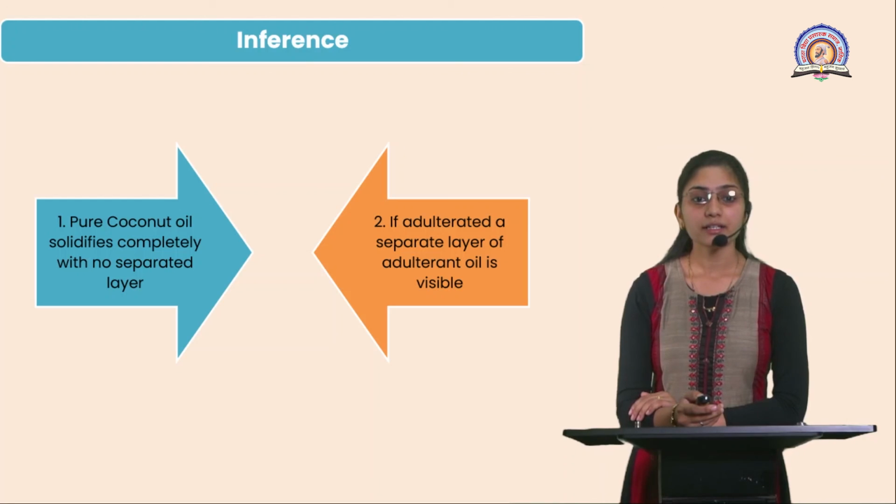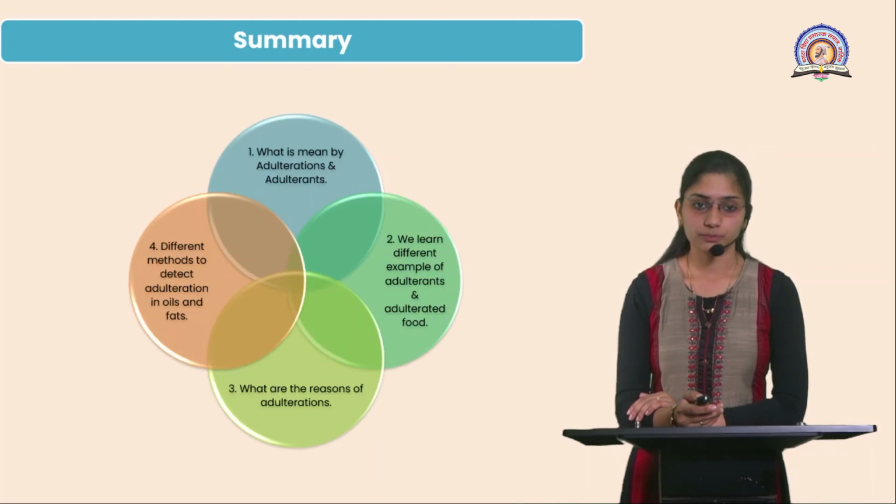If adulterated, a separate layer of adulterant oil is visible. It means in a coconut oil, suppose adulterants are there, then what happens? Separate layers are formed. But if the coconut oil is pure, then no separate layers are formed.